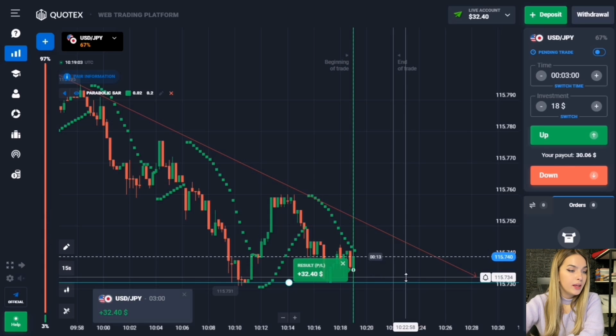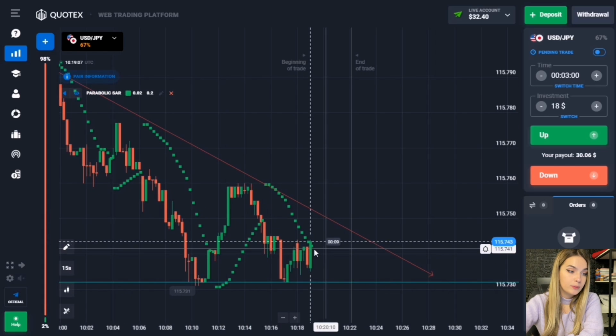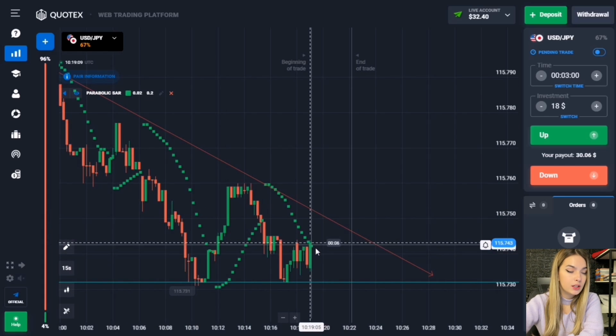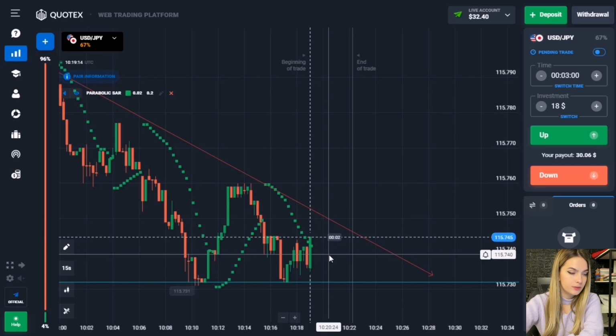Well, it's not bad. The price continued its downside movement and we get profit. The indicator also helped to determine the further price movement and show the good entry point. Let's continue to consider the following market situation.